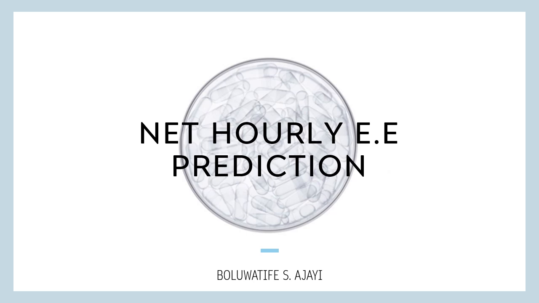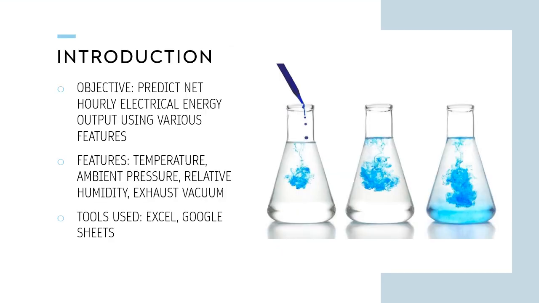So let's move to the second slide. This is the introduction. The objective of the project is to predict net hourly electrical energy outputs using features such as temperature, ambient pressure, relative humidity, exhaust vacuum, and the tools I used were Excel and Google Sheets.